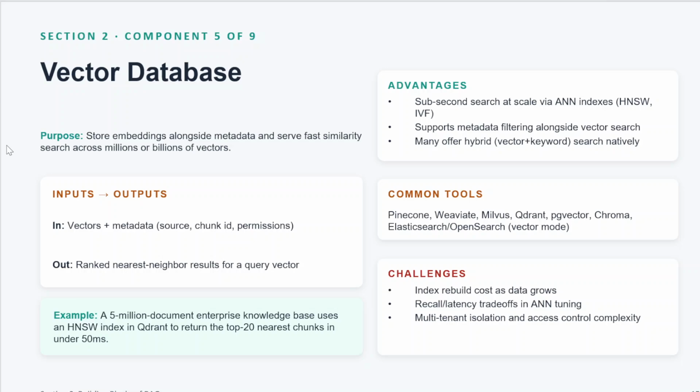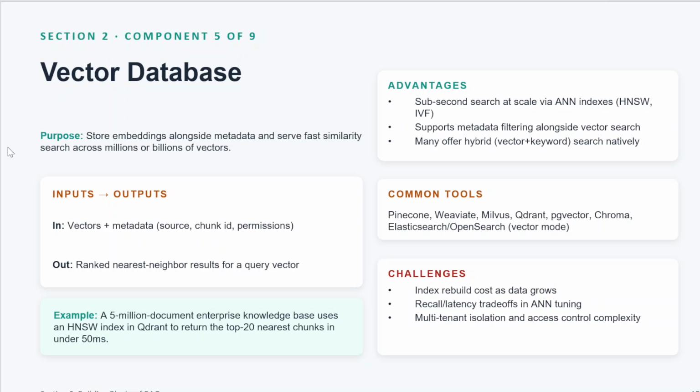That needs to be put alongside the metadata, and it serves faster similarity search across millions or billions of vectors. So the input data for most vector databases is going to be the vector plus the metadata, that is the source, the chunk ID, and the permission, and the output is going to be the ranked nearest neighbor results for a query vector.